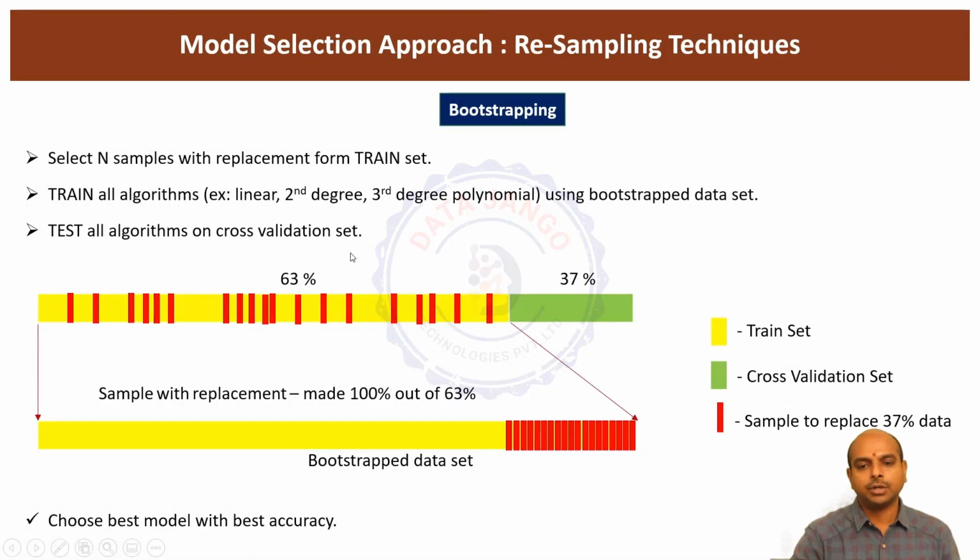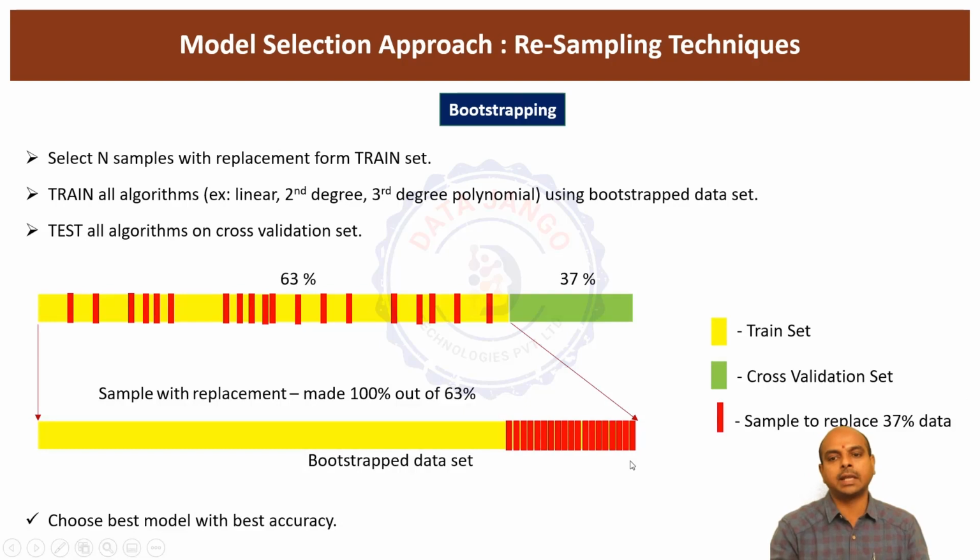Bootstrapping is you take 63% of the data as the train set and 37% as the cross validation set. You keep this cross validation set aside and you choose random records from your 63% and try to reproduce 100% data out of 63%. That is called sampling with replacement, duplicating. These red records are being duplicated and added. That 37% is added and made 100% records, and then we will build a model using this sampled with replacement data set and then test it on 37% data.